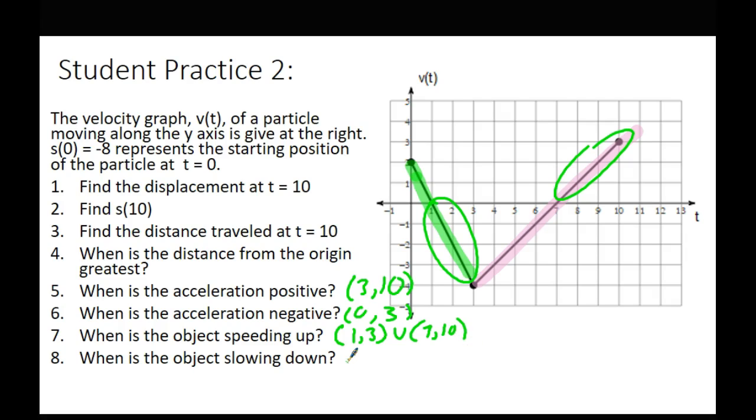When is it slowing down? I'm out of cards, so that would be the other one though, right? So like here, the velocity is positive, but the acceleration is negative, so it's slowing down there. And it's also slowing down here where the velocity is negative, but the acceleration is positive.